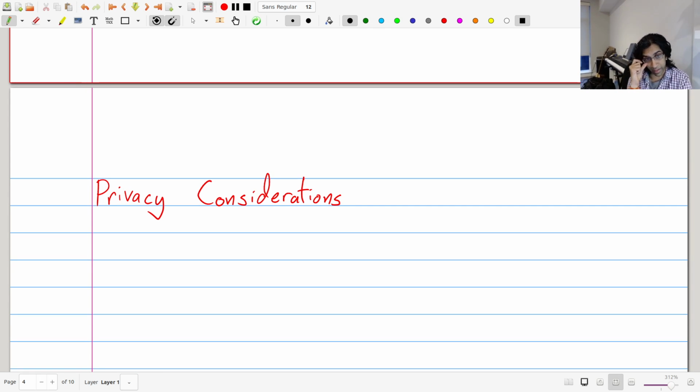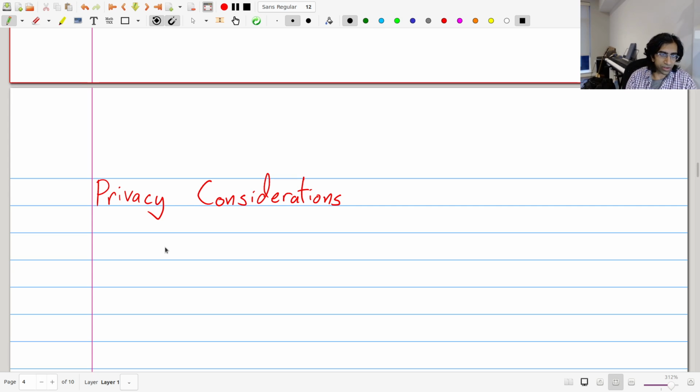Like I've told you enough cases where privacy is an issue, but these have all been from a relatively higher level point of view. Let's talk a little bit more technical and a little bit low level to see where these privacy considerations come in.